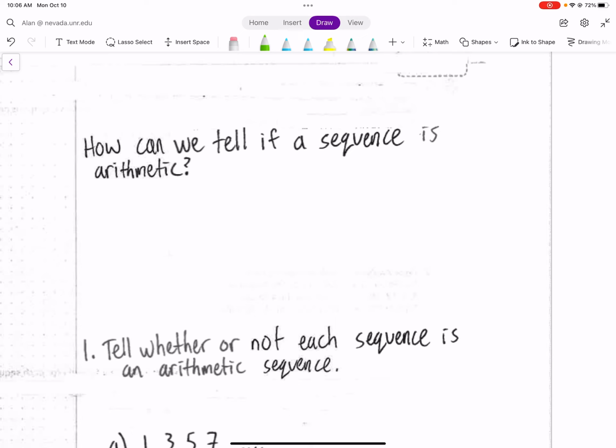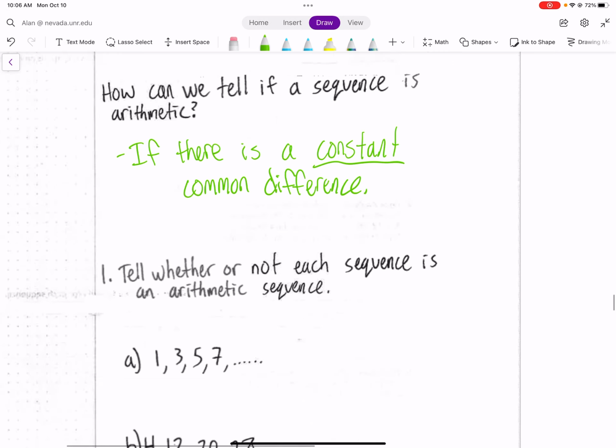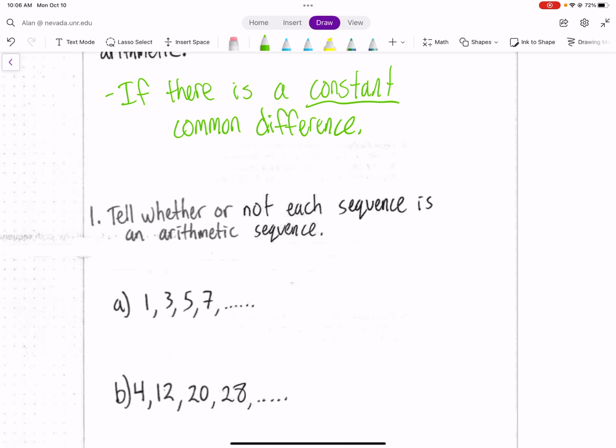Okay, how can we tell if a sequence is arithmetic? We can tell if there is a constant, underline that word constant, common difference. So we've already found common differences, but that common difference has to be constant for the entire sequence. It cannot change. If it is constant for the entire sequence, then it is an arithmetic sequence. If it is not constant, it is not an arithmetic sequence. So let's practice that here. Tell whether or not each sequence is an arithmetic sequence.